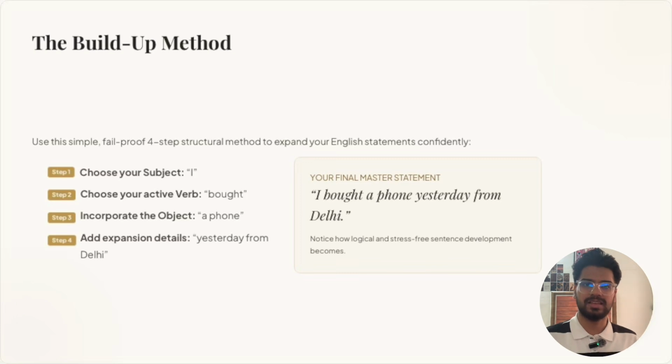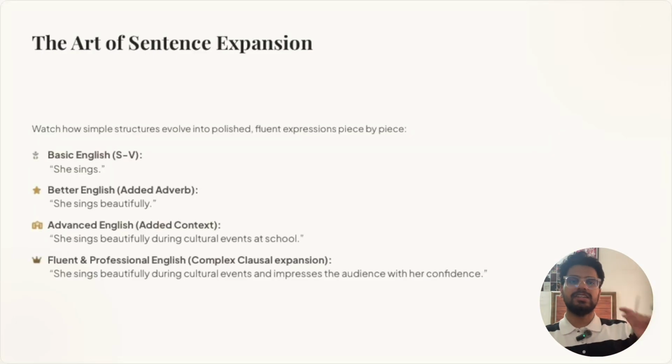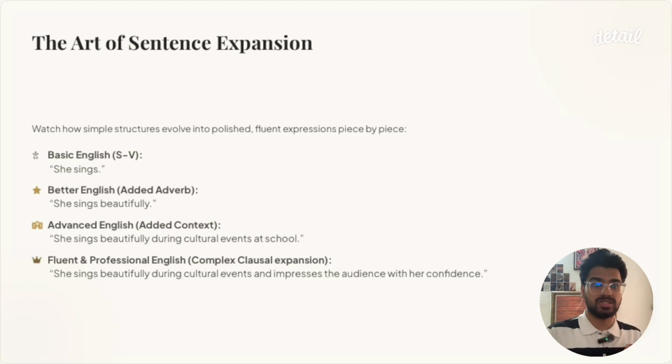For example, let's take I as the subject, bought as the verb, a phone as an object, and yesterday from Delhi. Add extra information, extra details. So if we add all of these, we will get a final sentence. I bought a phone yesterday from Delhi. See how easily a sentence grows, isn't it? So now we will study how simple structures evolve into polished ones, right?